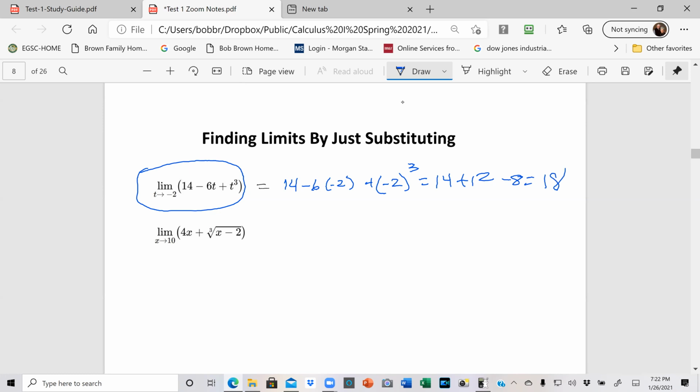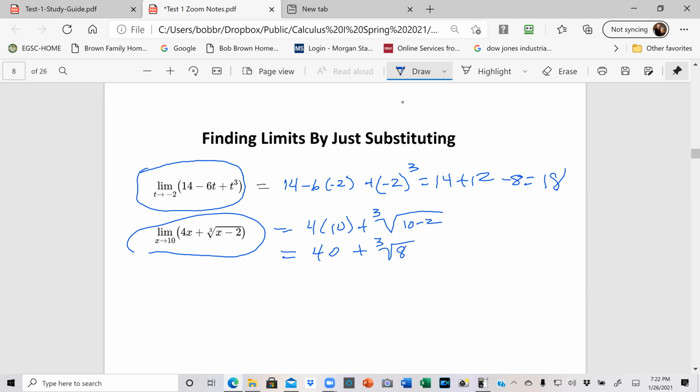And then for the second one, plug in 10. You get 4 times 10 plus the cube root of 10 minus 2. That would be 40 plus the cube root of 8, which is 2. So that's 42.